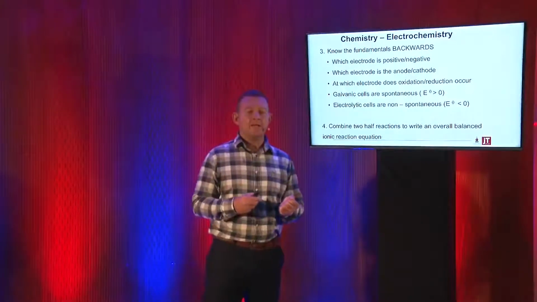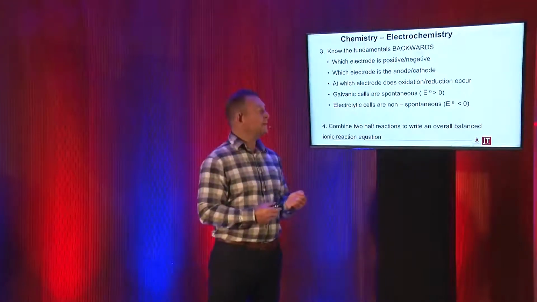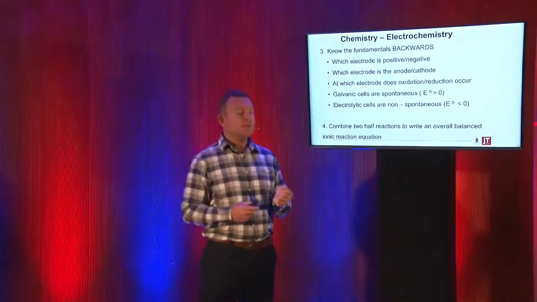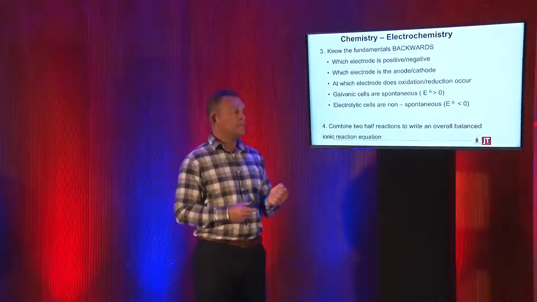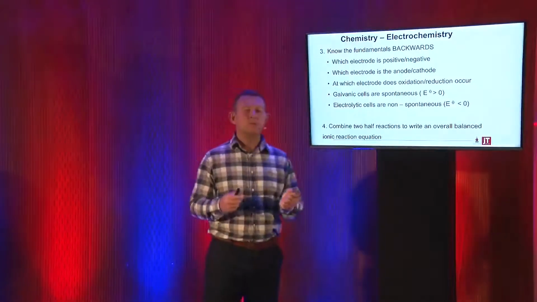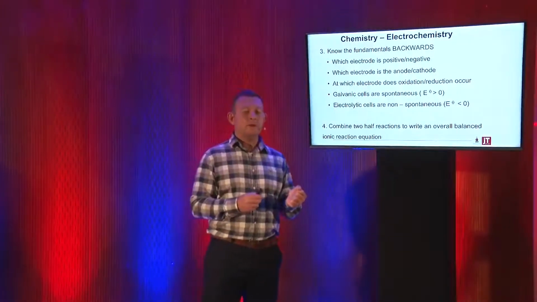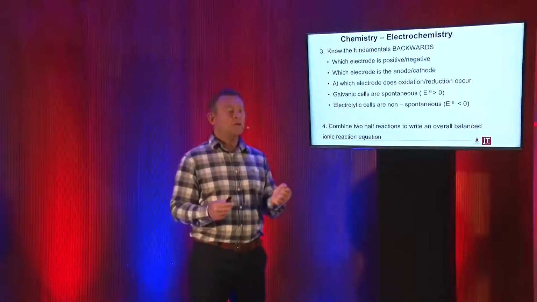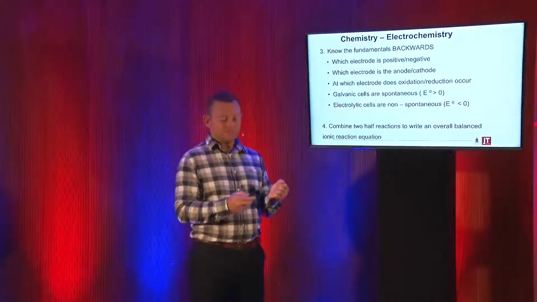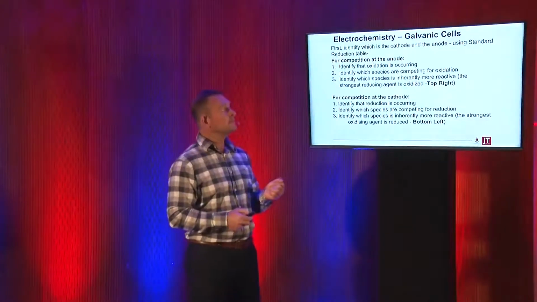You need to know that galvanic cells have got an E0 greater than naught, and they are spontaneous, whereas electrolytic cells, you need to put the energy in there, so they're non-spontaneous and they've got an E0 of less than 0. You need to be able to combine the two half reactions, one happening at the one electrode, the other at the other electrode, to form a balanced ionic reaction equation. And that is not new work, it's something you would have practiced many times.